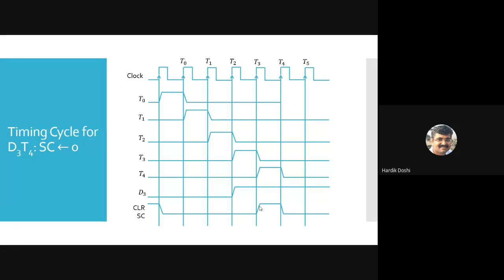So this is the timing cycle for D3 T4, SC equals to 0. Now similarly you can have many timing cycles for different operations. This is a simple operation I had taken. Okay. So today we stop here at this moment. With this, our control unit of a computer is over.